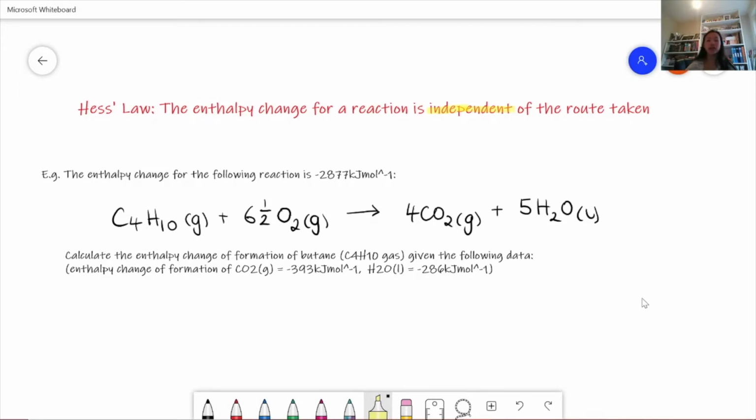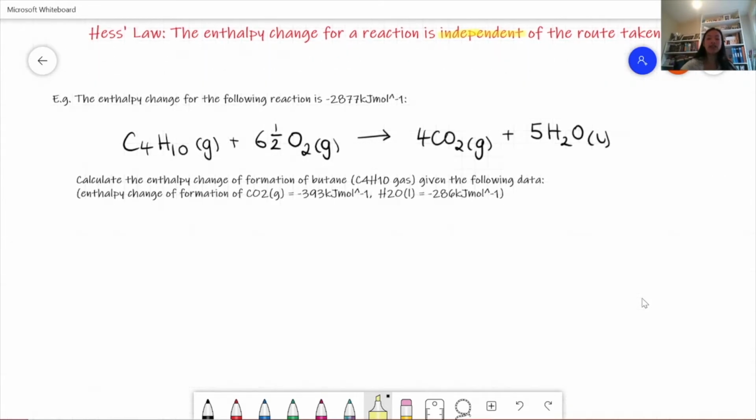So the enthalpy change for the following reaction is minus 2,877 kilojoules per mole. Calculate the enthalpy change of formation of butane given the following data. So we're given the enthalpy changes of formation of carbon dioxide and water. And when you get a Hess's law question, it's good to set up a sort of diagram. So I like to put this equation at the top.